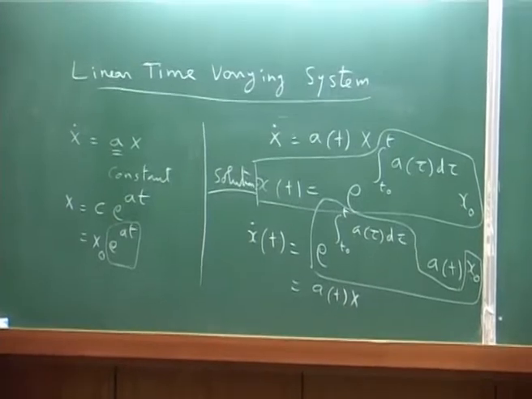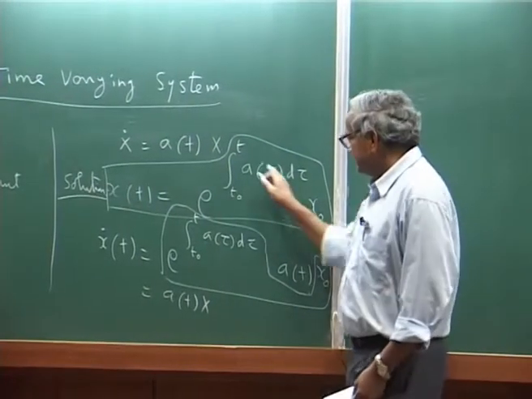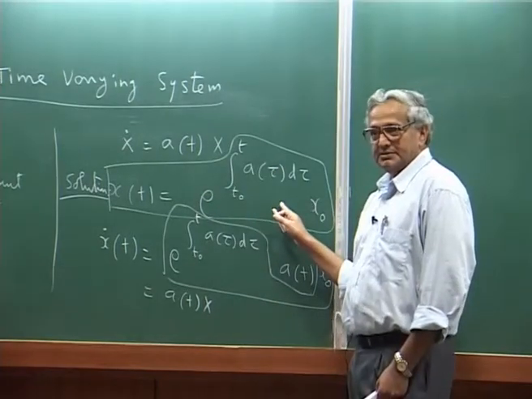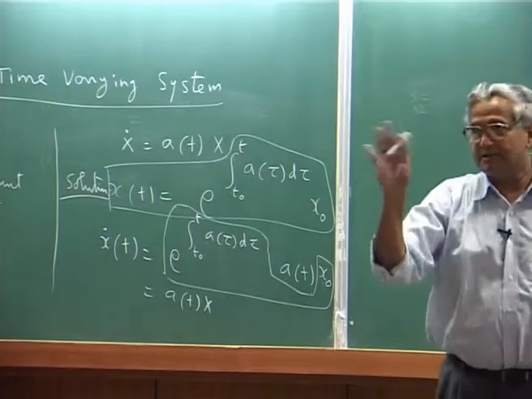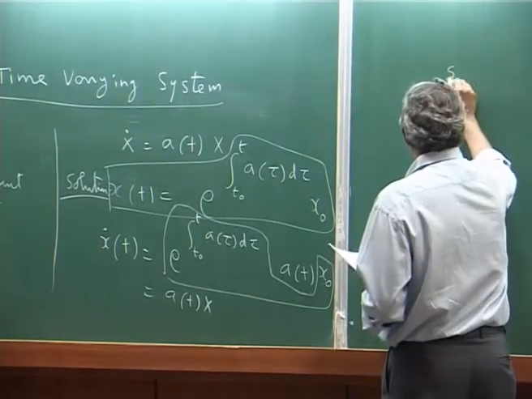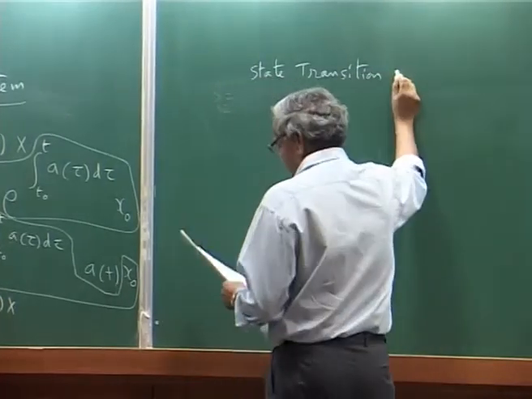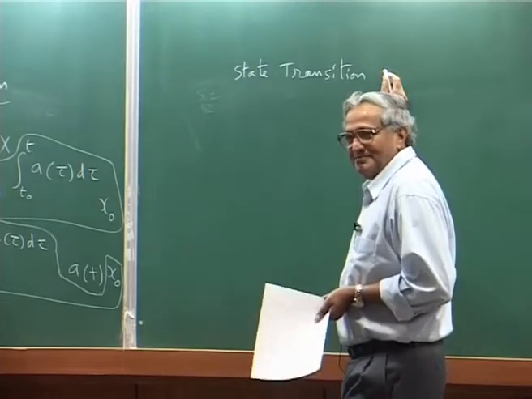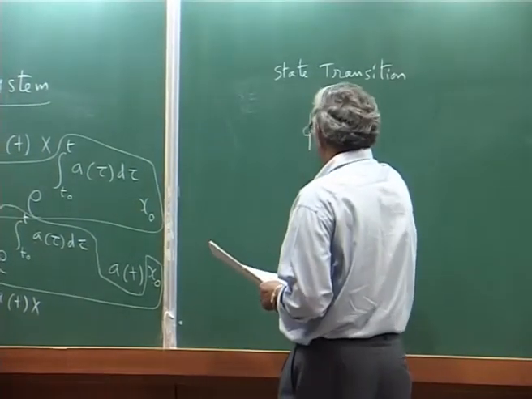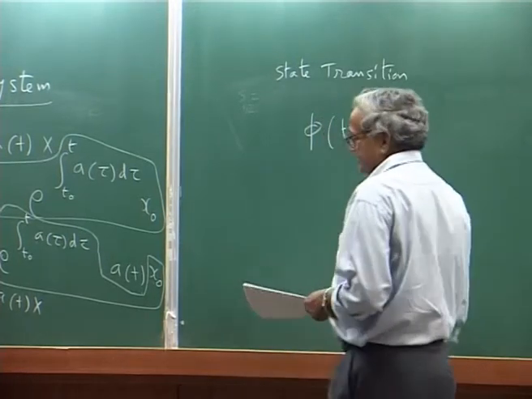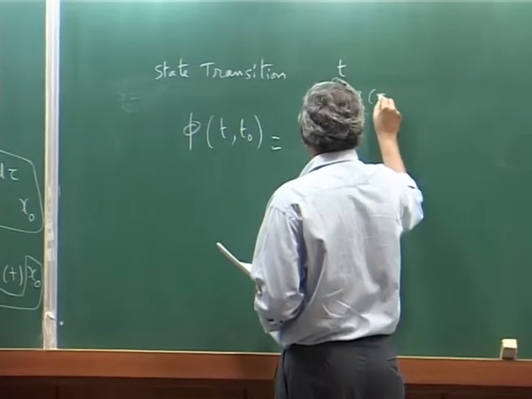All right. Now, I said x naught is the initial condition, and there is a time varying function which is getting multiplied to the initial condition to give you the response at any particular time, and this is called the state transition. If it is a matrix, it is a matrix problem. Here it is just a function. And this state transition phi is e to the power integral t0 to t a of tau d tau.